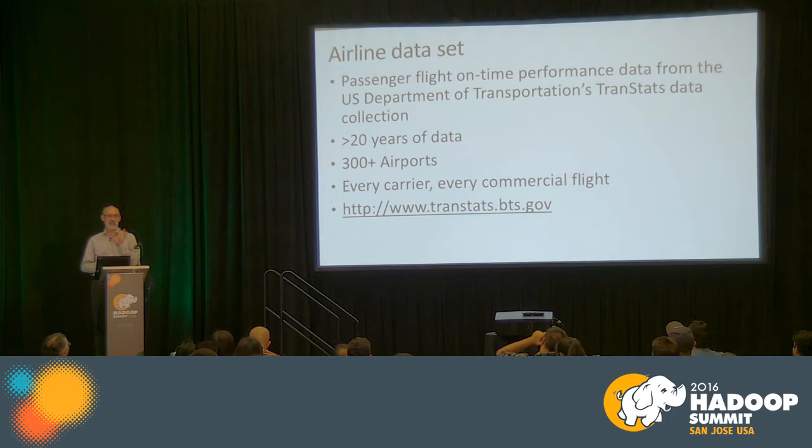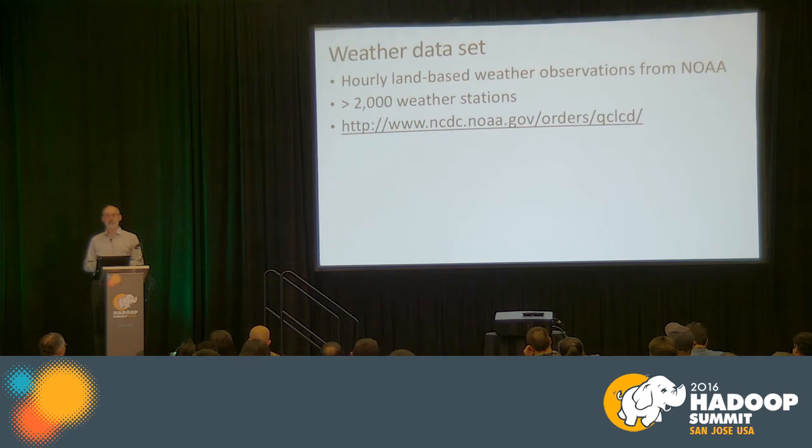OK, great. Because I wanted to show you 2 slides just about the data that I'm going to be using in the demo. There's an airline data set we'll be using, which is flight on-time performance data. It's a government data set, covers over 20 years, over 300 airports. And it's interesting, it's got data for every single carrier, every commercial flight in the US over those decades. And the second data set we're going to use is a weather data set. And this data set has hourly weather observations for over 2,000 weather stations.